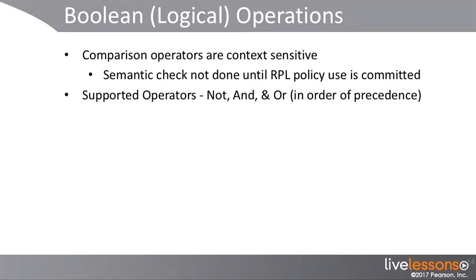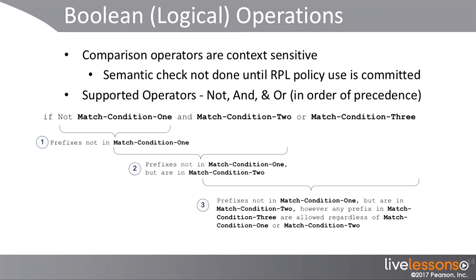The Boolean logical operators can be used while applying RPL policies. It gives you more flexibility to perform multiple match criteria for a single prefix. So say you have criteria saying if not match condition 1 and match condition 2. That means the prefix is not part of match condition 1, but it is part of match condition 2. Then there's also an OR statement after the first two conditions, or match condition 3.